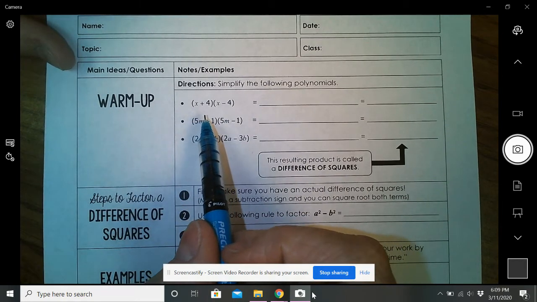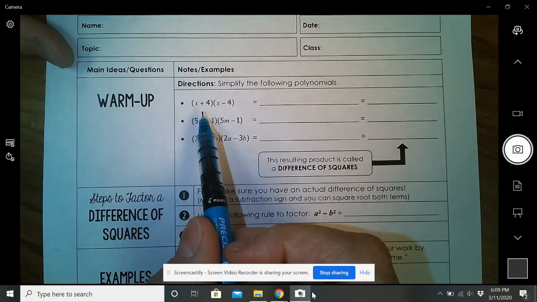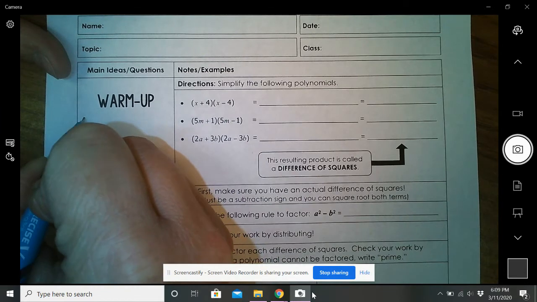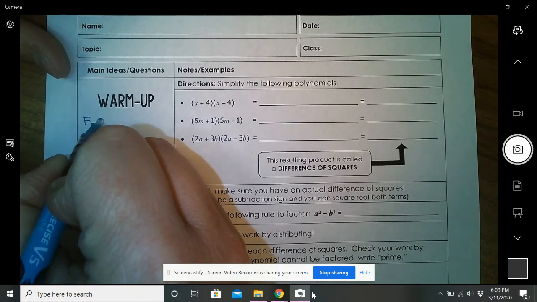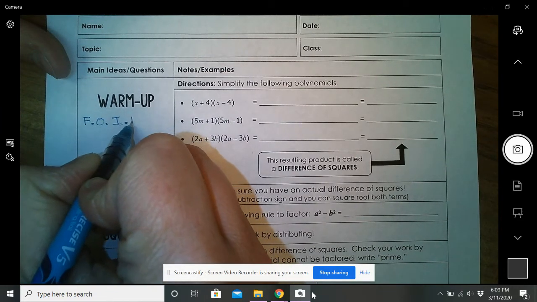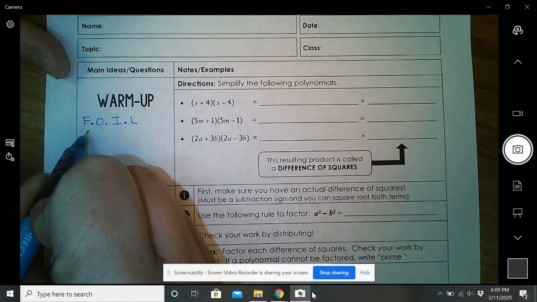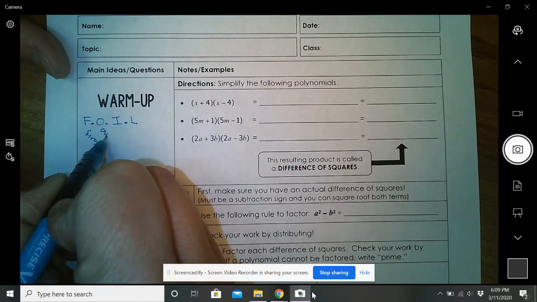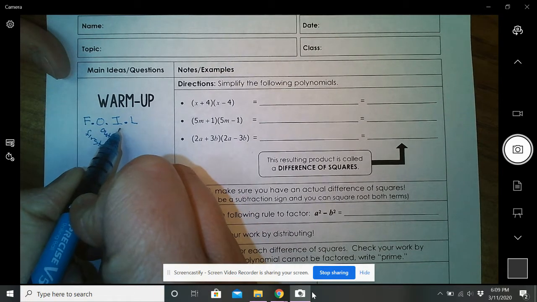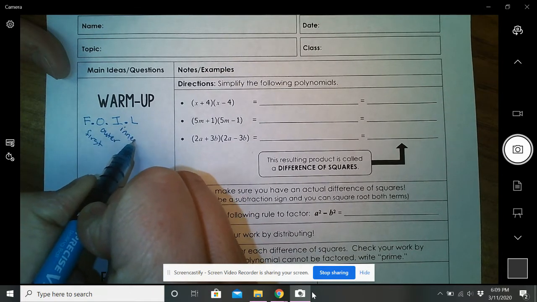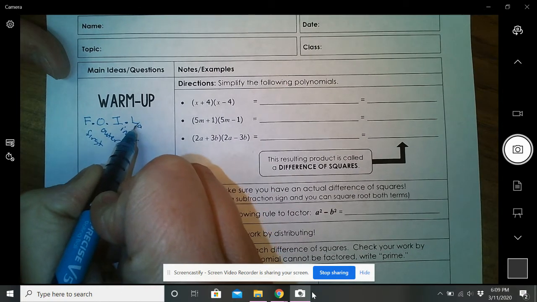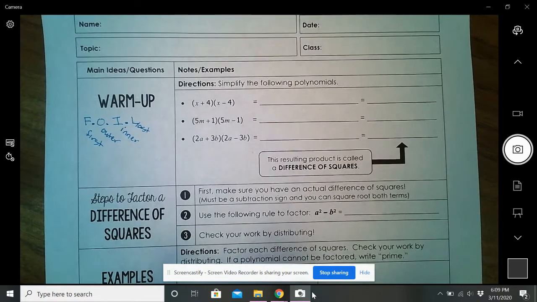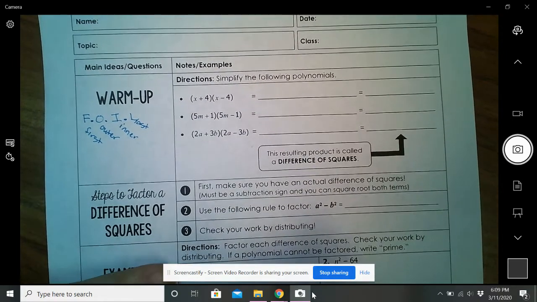In these three warm-up problems, these are each called binomials. So we have a binomial times a binomial. Well, to multiply binomials, some of you may have learned the phrase FOIL, which means multiply the first two terms together, then multiply the outer two terms together, then multiply the inner two terms together, and then multiply the last two terms together. So let's see what I'm talking about here. It's basically a double distribute.